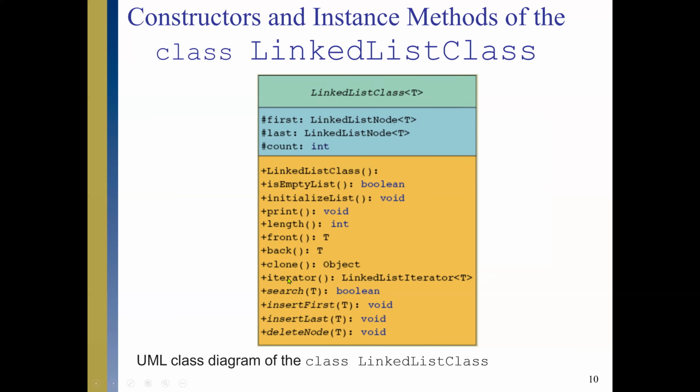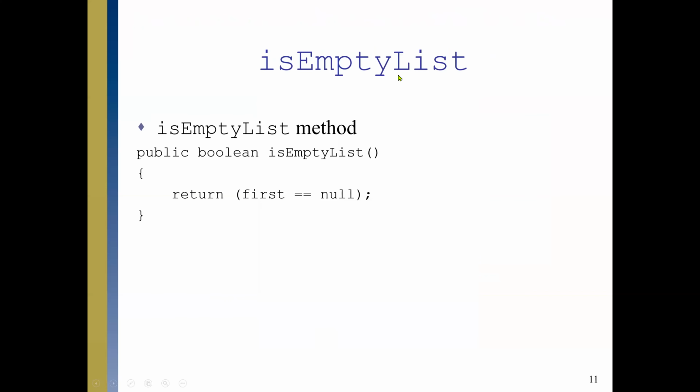So this is our new method now. Since we are going to use the iterator, we have the iterator method. And the type is a linked list iterator. So we can also search for an item, insert in the first or insert last, or delete an item. So next we will go through the implementation, which is our main objective in this lecture.